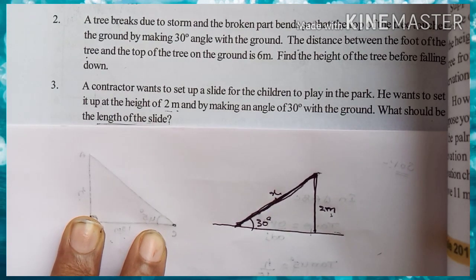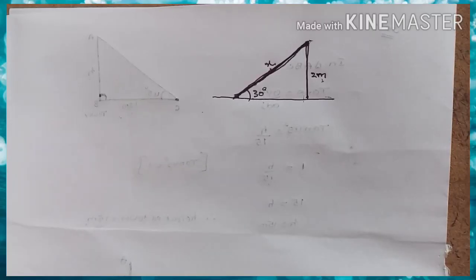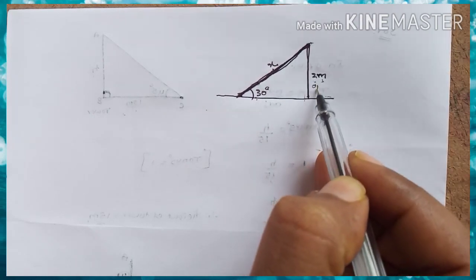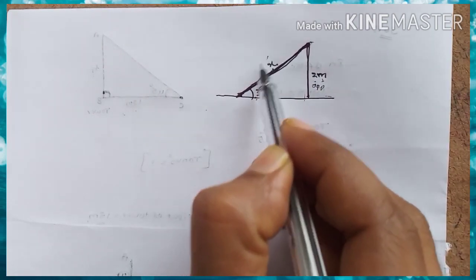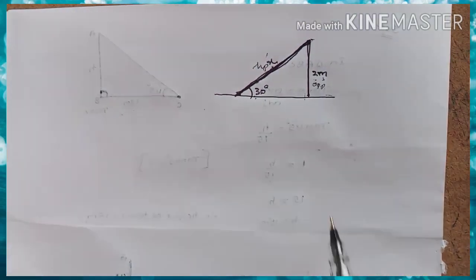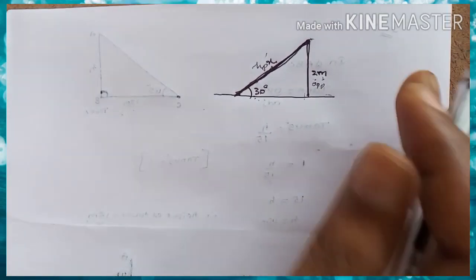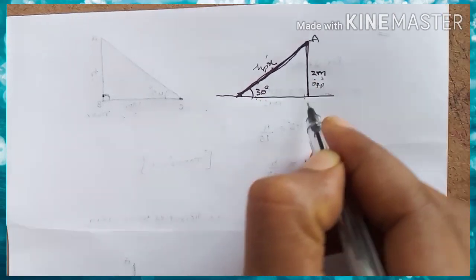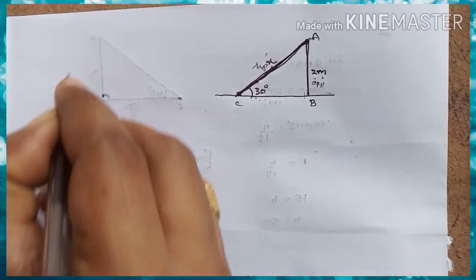Let's see how to solve it. Do you understand the diagram? For this angle, this is called what side? Opposite side. And for this angle, this is hypotenuse. So opposite, hypotenuse, what relation? Sin theta.